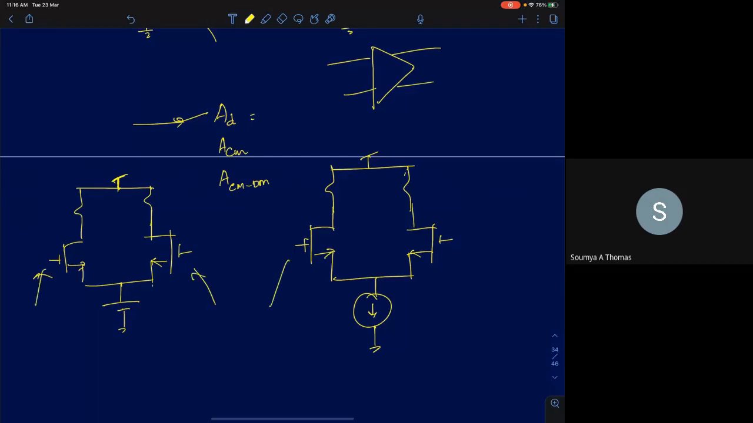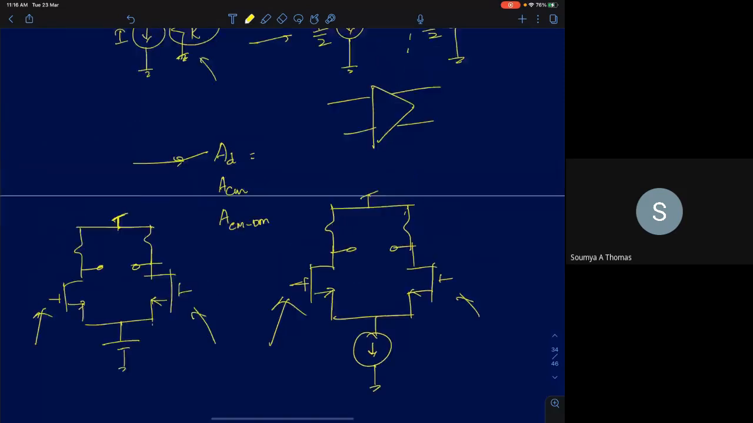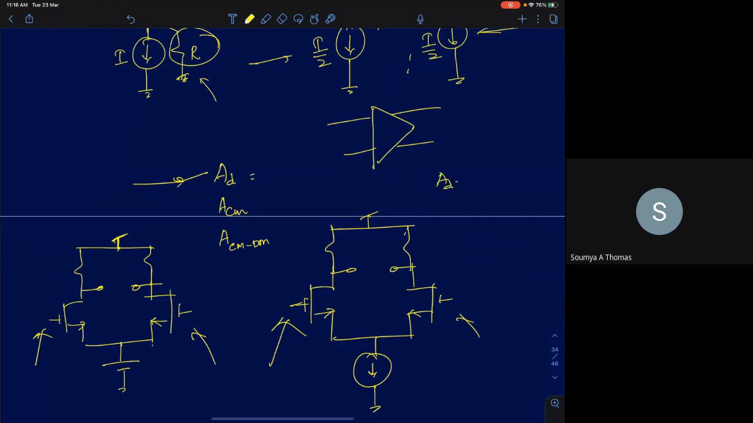input here in both the circuits is differential, output is also differential. Then we said AD represents, if VOD is the output differential voltage and VID is the input differential voltage, then AD is given by VOD by VID. ACM, the common mode gain, is measured by short circuiting the inputs and then taking the average of the two outputs. So this is VO plus, VO minus, so it is VO plus plus VO minus by 2.